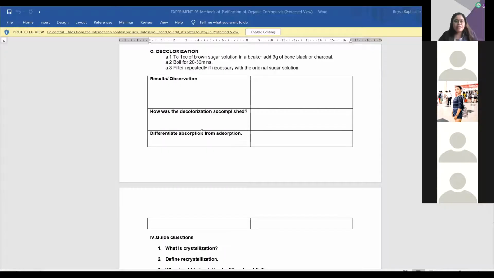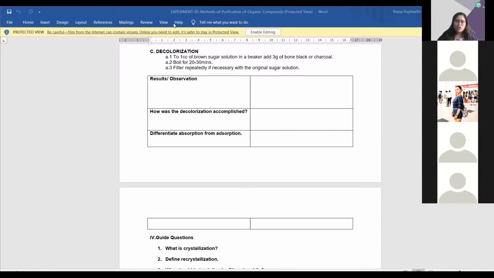Now, for decolorization, our example here is brown sugar, which the reporters already showed in the video. When you add charcoal to brown sugar and boil it for some minutes and then filter, you will see, class, that the color of the sugar is gone. So that is the process. That's how you accomplish the decolorization. And the principle behind that is the adsorption process.